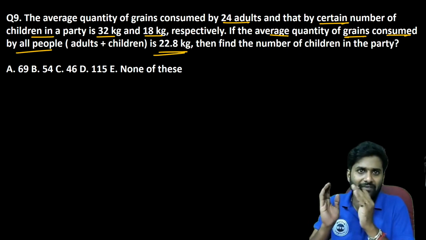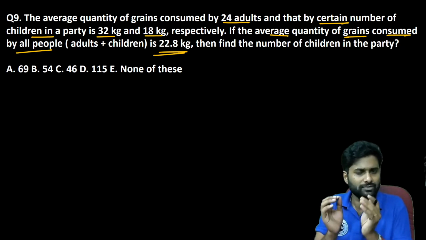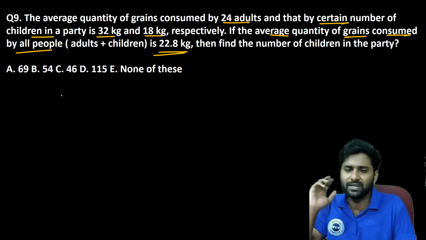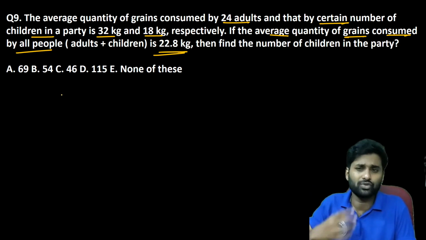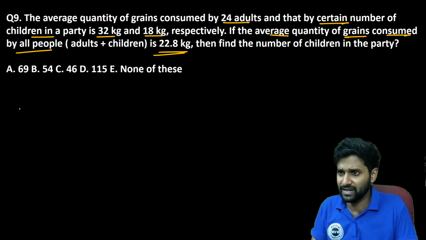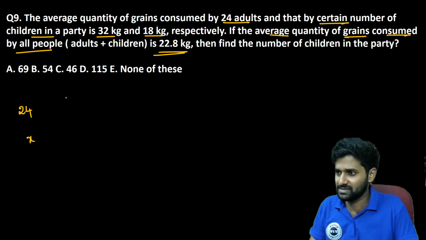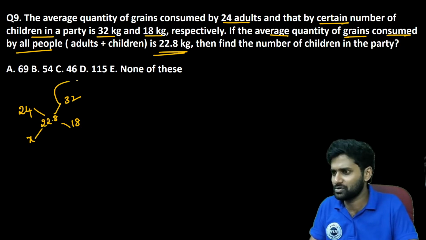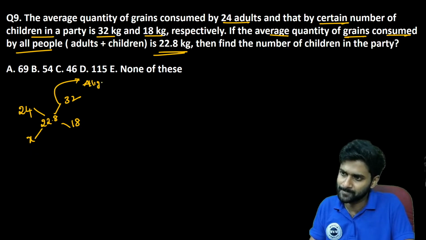Guys, if you have individual data and grouping data, you can solve all these kinds of questions from the concept of alligation mixtures. That is better, and then you can save your time. If you go through the conventional method, it definitely takes time. Now see, the average quantity of grain of 24 adults and a certain number of children is 32 kg and 18 kg. They clearly mention that all are together, they are taking 22.8. Separation is a concept of alligation. Together is a concept of mixture.